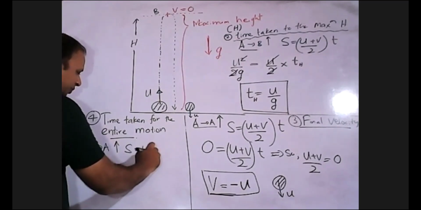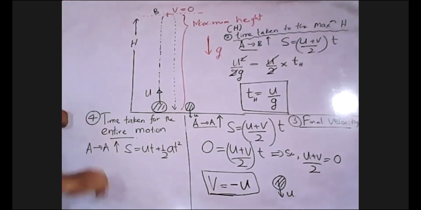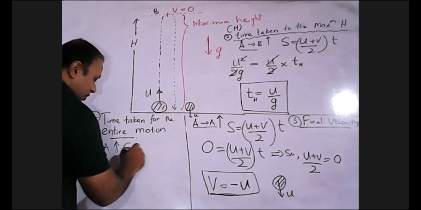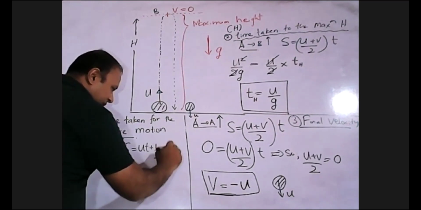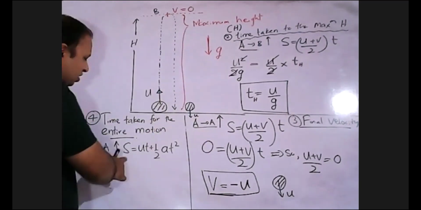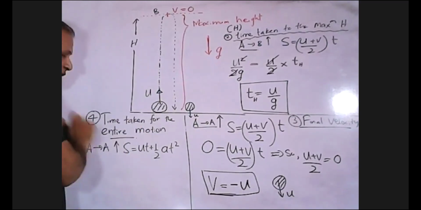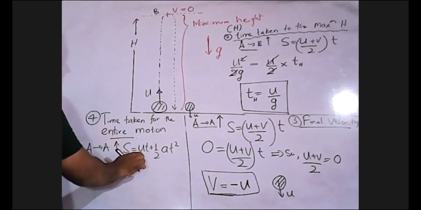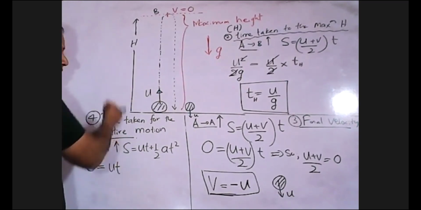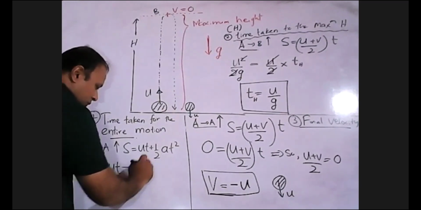So s equals ut plus half at squared. As I apply this equation from A to A, the displacement will be 0, because the initial point and the final point are the same. The initial velocity is u, so ut. Applying the equation in the upward direction, the gravitational acceleration is in the downward direction, so minus g over 2 times t squared.